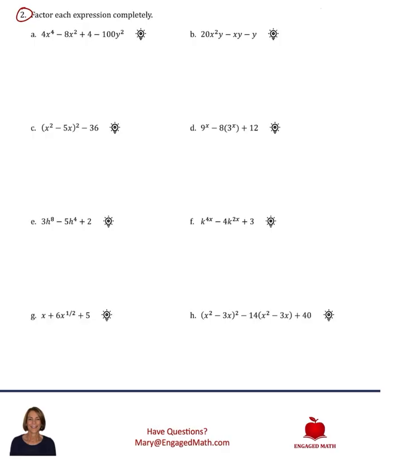So let's get rolling. All right, problem 2a. I'm going to start by taking out the greatest common factor of 4. So I have 4 times the quantity x to the fourth minus 2x squared plus 1 minus 25y squared. Now I've been doing this a long time, so it's easy for me to say it's a perfect square trinomial. But it is, because we know the square root of the first and the last term, and if we multiply those square roots together and then multiply by 2, we get the middle term. So we know it's a perfect square trinomial.